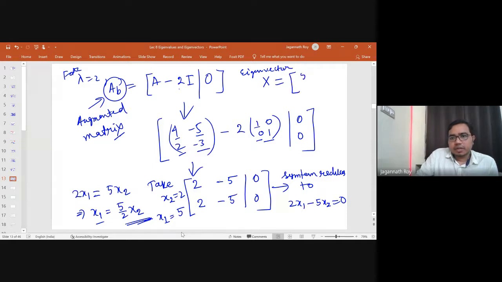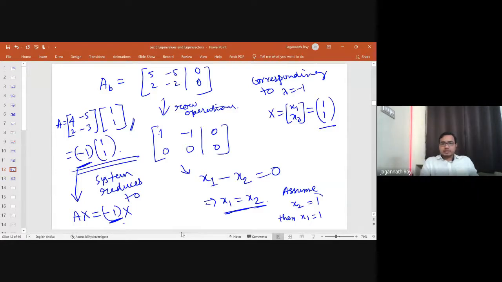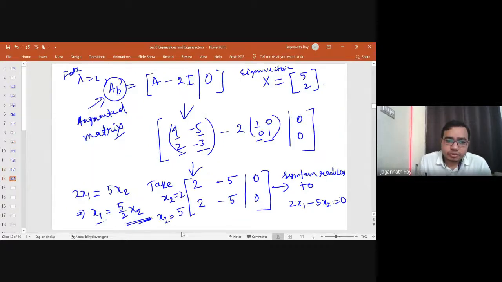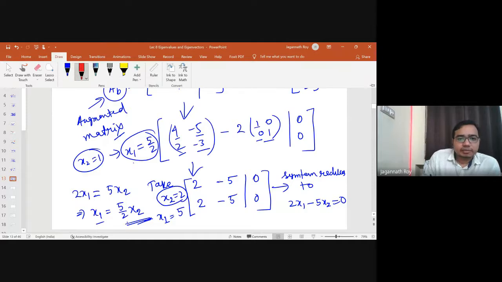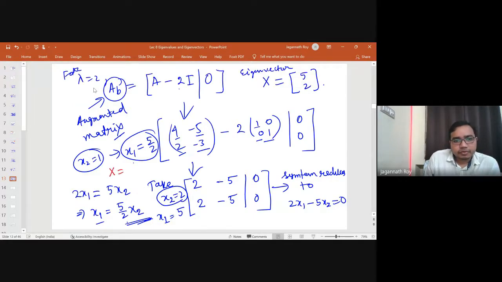So it is (5, 2). Now it can be asked, the question remains that in the previous example you have taken x2 equals 1. Now why are you taking x2 equals 2 here? Even if you take x2 equals 1 here also, then it will give you x1 equals 5 by 2. In that case, the eigenvector will become (5/2, 1).